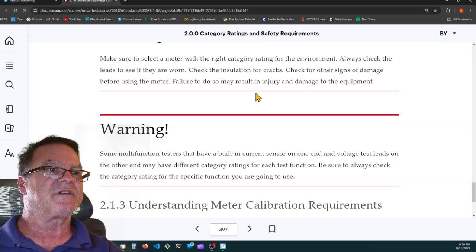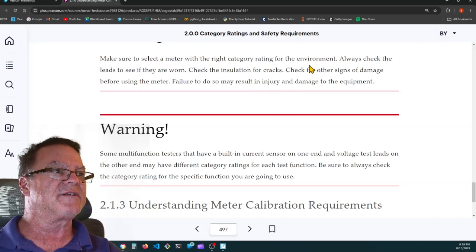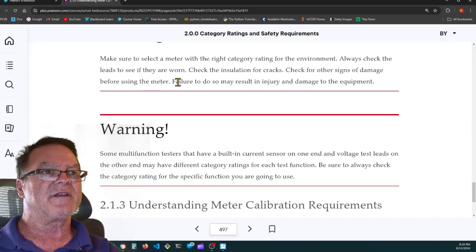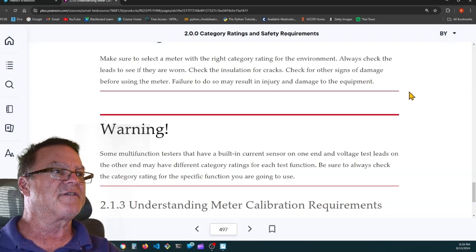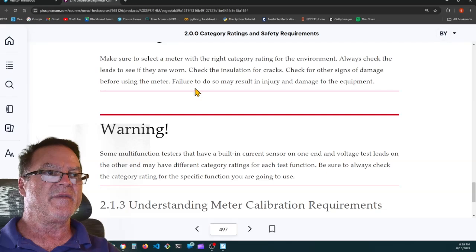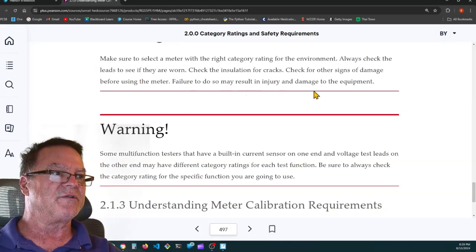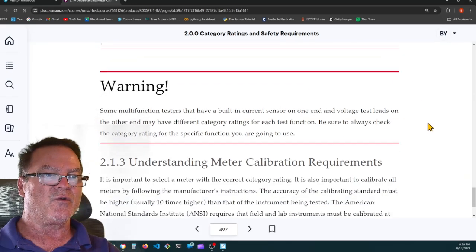Want to make sure to select a meter with the right category ratings for the environment. Always check the leads to see if they are worn. Check the insulation for cracks. Check for other signs of damage before using the meter. Failure to do so may result in injury and damage to the equipment.